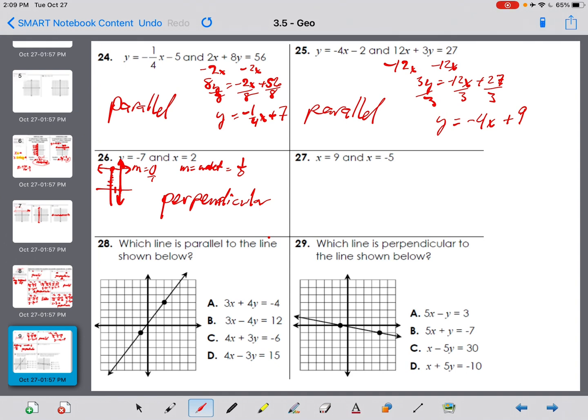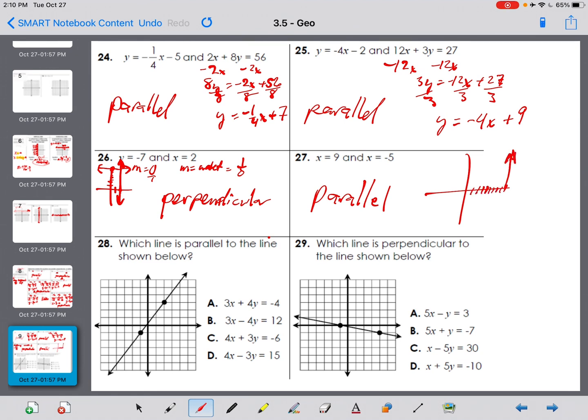If you see one that's undefined and one that's 0, or if a line is a y equals and the line is an x equals, then they are going to be perpendicular. If they are both same variable equals number, x and x, or y and y, they're going to be parallel.